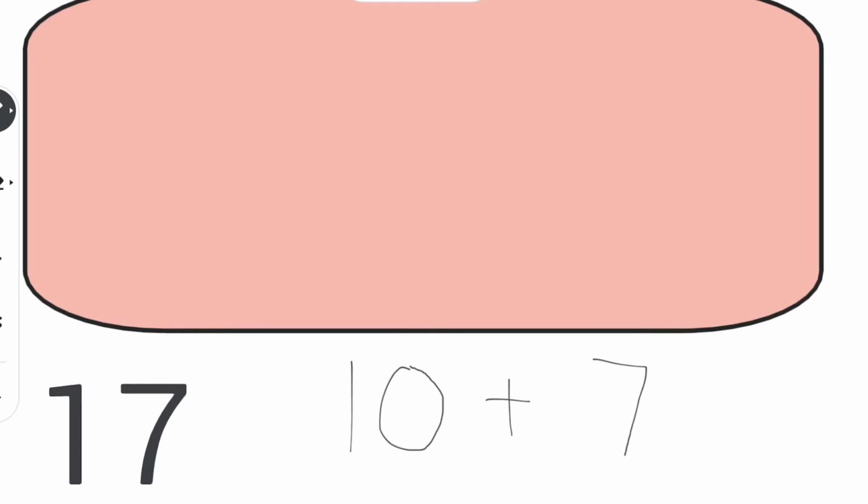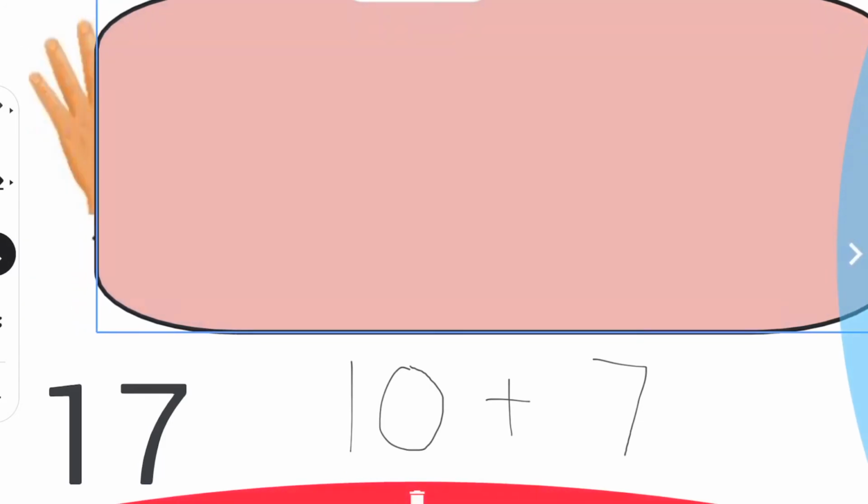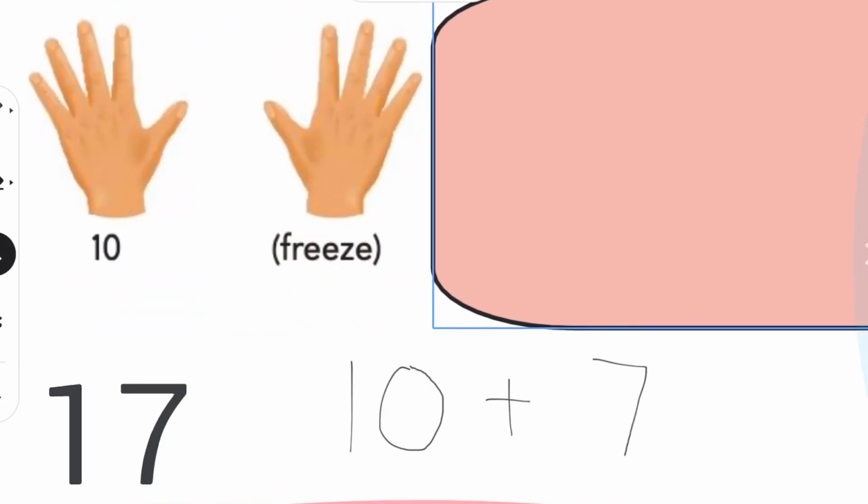So the first thing we're going to do when we make our number is make the number 10. So show me 10 on your fingers. All right, do they look like this? You should show me both hands. All right, the number 10. You're going to freeze it there, because if we just flash it and be done, we won't know which number that is. So make it a 10, freeze.